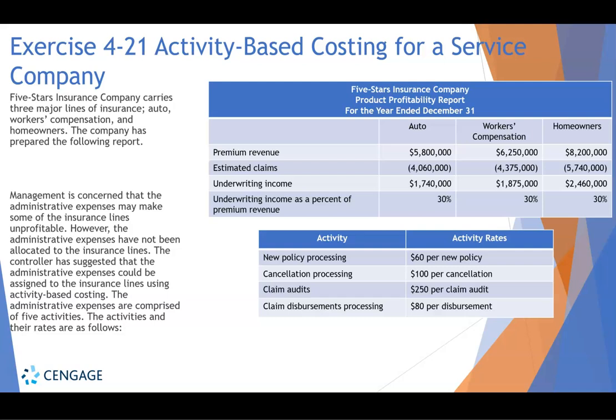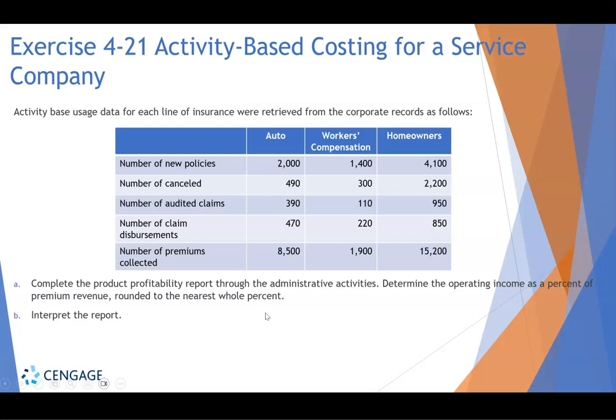Here we've got an insurance company. They carry 3 lines of insurance: auto, workers' comp, and homeowners. They've prepared this report. Management's concerned the administrative expenses may make some of the insurance lines unprofitable. However, the administrative expenses have not been allocated to the insurance lines, so the controller suggested that they could be assigned using activity-based costing. We see various activities: new policy processing, cancellation, claim audits, and claim disbursement processing. So we'll complete the product profitability report through the administrative activities so we can see which of these lines are taking up some of those costs.